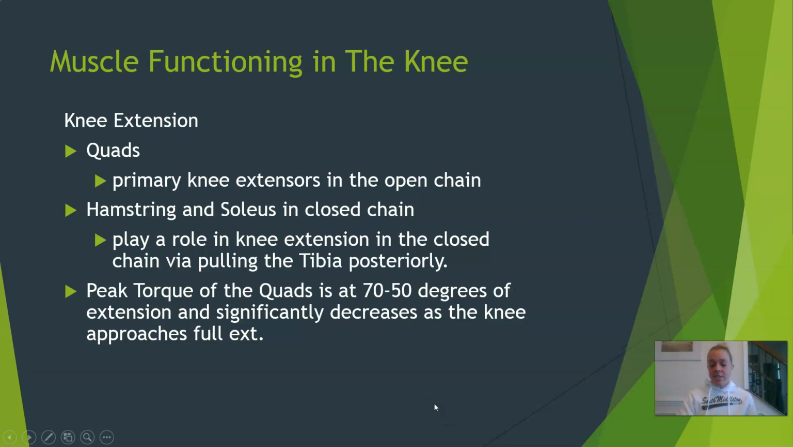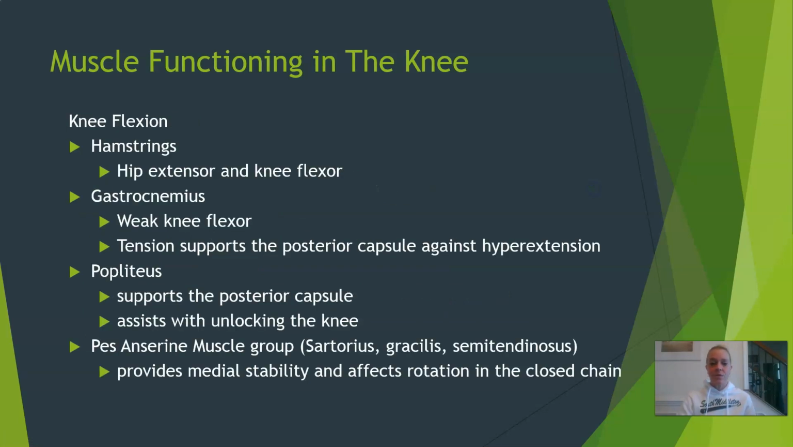So knee extension is primarily controlled by the quads, especially in the open chain. In the closed chain, we are getting some stability added by the hamstring and the soleus. They help to pull the tibia a little bit posteriorly, but even with that in the closed chain, the quadriceps are going to help to control full knee extension. Peak torque of the quads is going to occur at 70 to 50 degrees of extension, and then decreases as the knee gets closer and closer to full extension. And that's all due to the shortening of the moment arm.